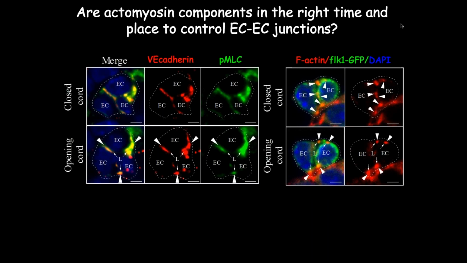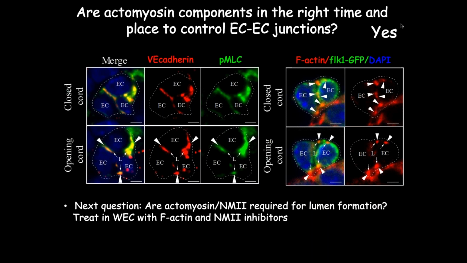And so if you stain for any of these components, you could see them in the right place at the right time. So were they there? Yes, they were there. Now, the next question was, are they required for lumen formation?